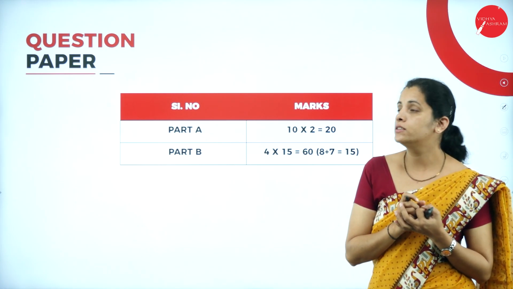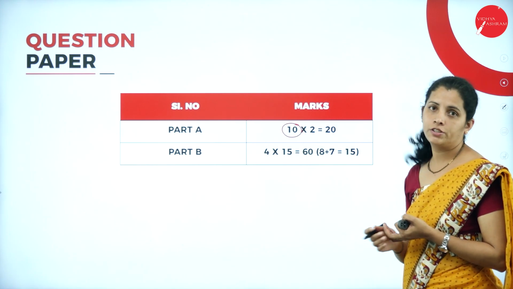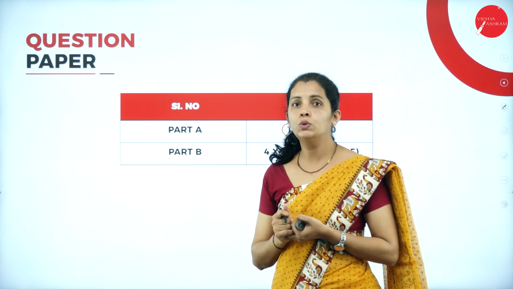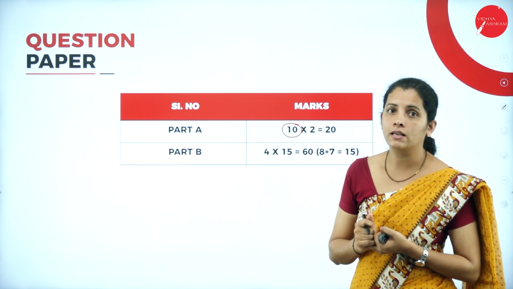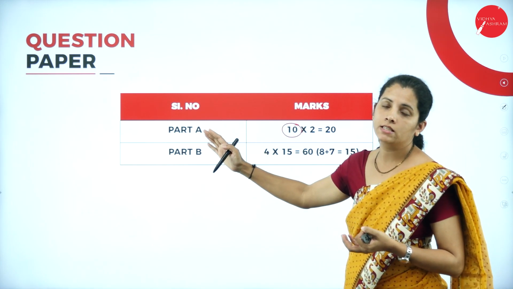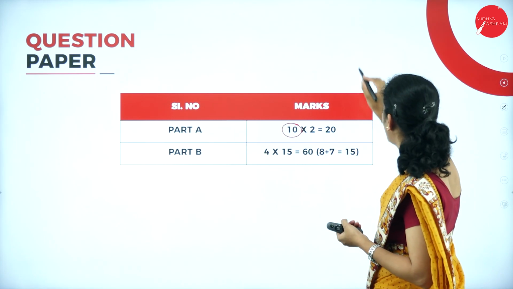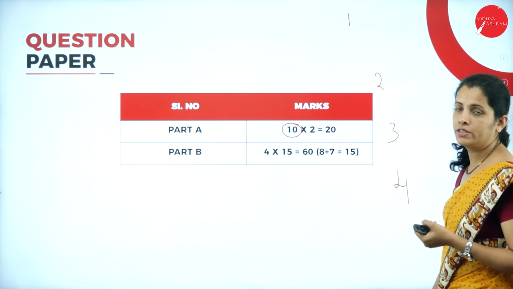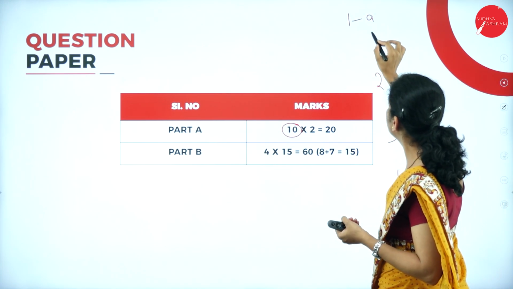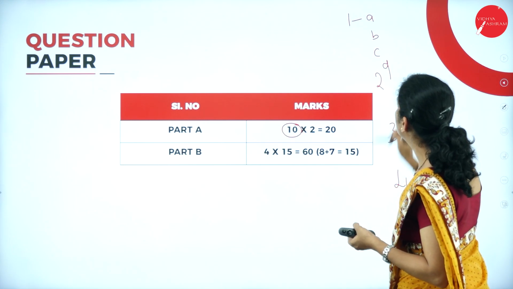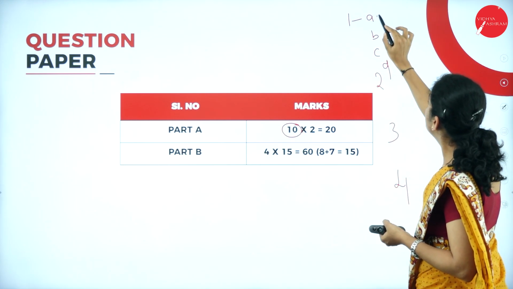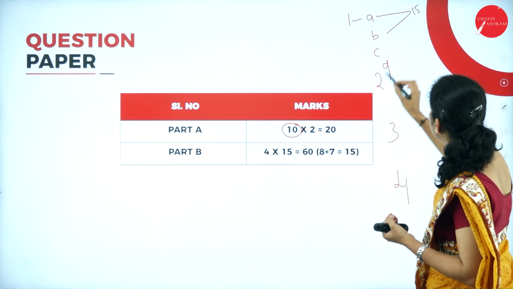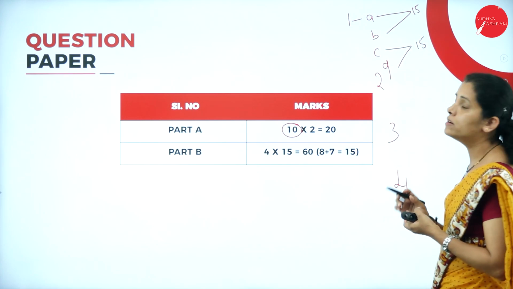Out of 12 questions, I need to answer 10 questions and each question carries 2 marks. That is 10 into 2, it is 20 marks. And in part B, that is nothing but this section B, I am going to have 1, 2, 3 and 4 questions. So here once again I am going to have 1A, 1B, 1C and 1D. That means here from A and B I am going to have 15 marks. Once again in C and D I am going to have 15 marks.